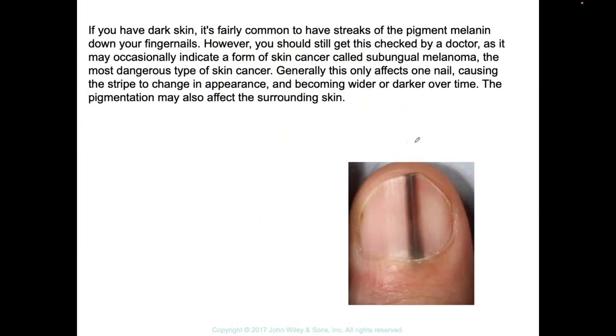I saw this in a patient just a few years ago. This is a type of cancer, often seen in darker complexion individuals. So we want to be careful, although skin cancer affects the skin, it also affects the nails. This is called a subungual melanoma. It's a dangerous type of skin cancer, and it causes this strip or stripe of change, and they become darker over time.